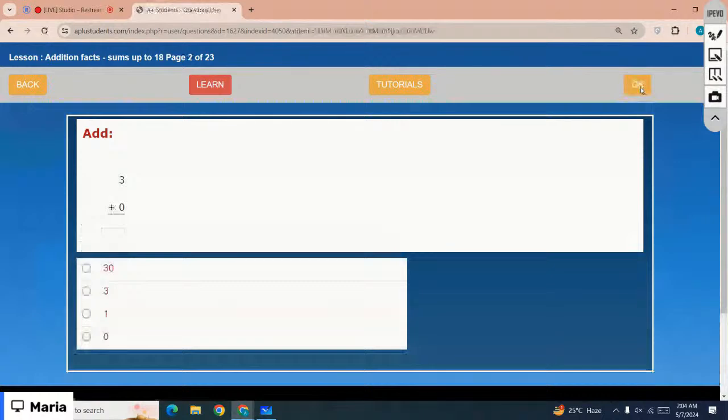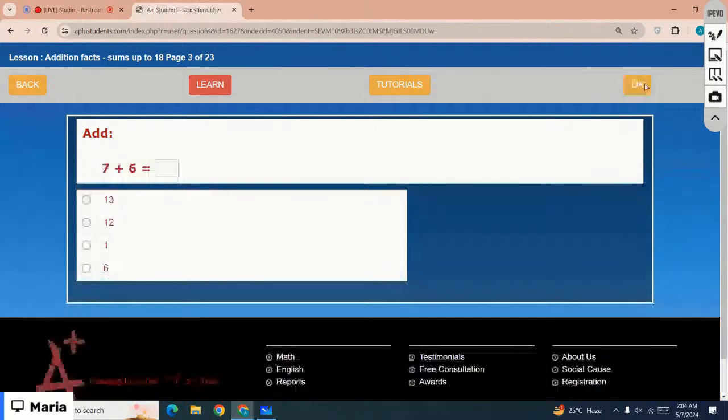Okay, the next one is 3 plus 0. So, which is the correct option? Yes, 3 plus 0 is 3. Again, you are adding 0. So, whatever number you add to 0, the answer is exactly the same number. 0 plus 3 is 3.